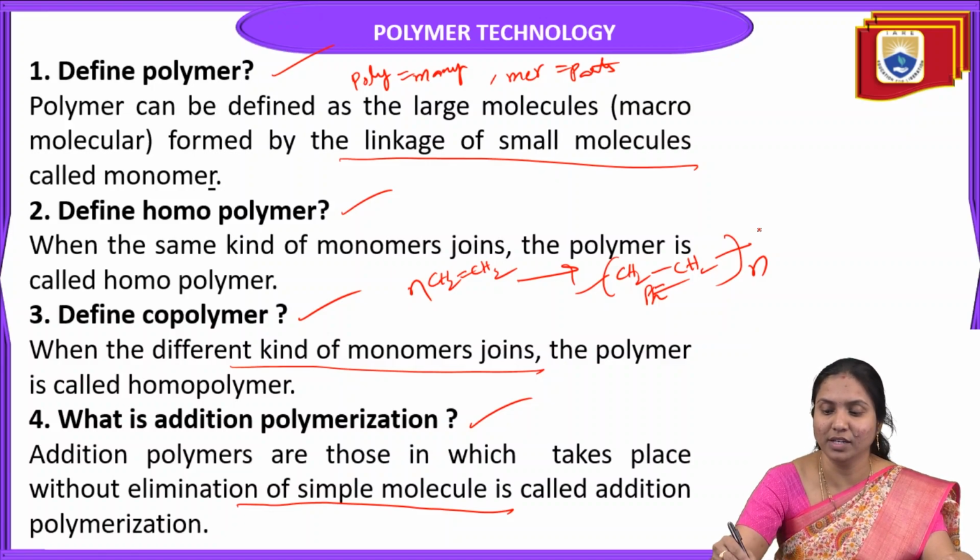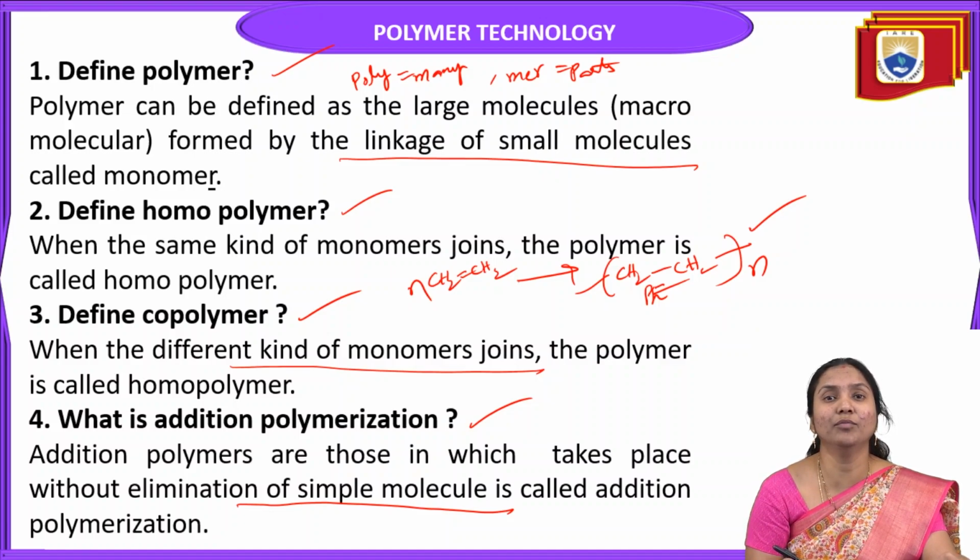The best example is the same polyethylene. Here the ethylene monomer undergoes addition polymerization and then forms polyethylene. That means the same monomeric unit is added several times, only adding without eliminating any byproduct. The best examples of addition polymerization are polyethylene, polyvinyl chloride and polystyrene.